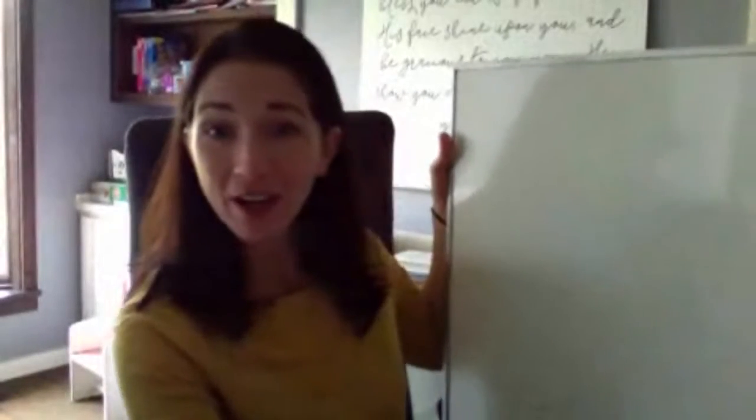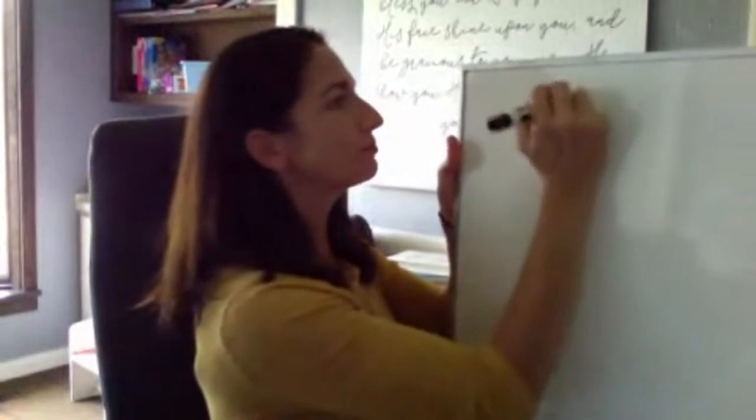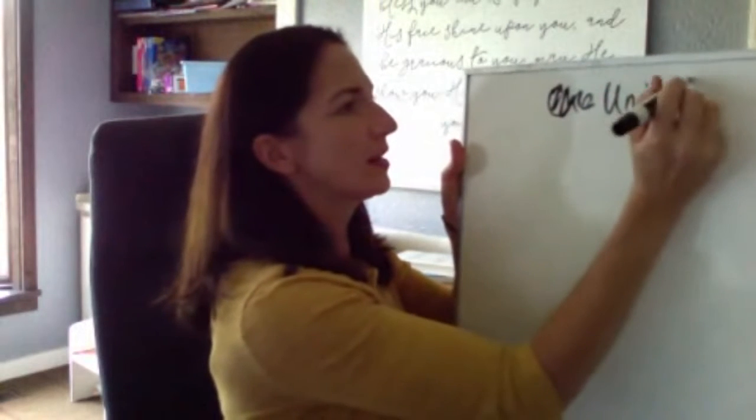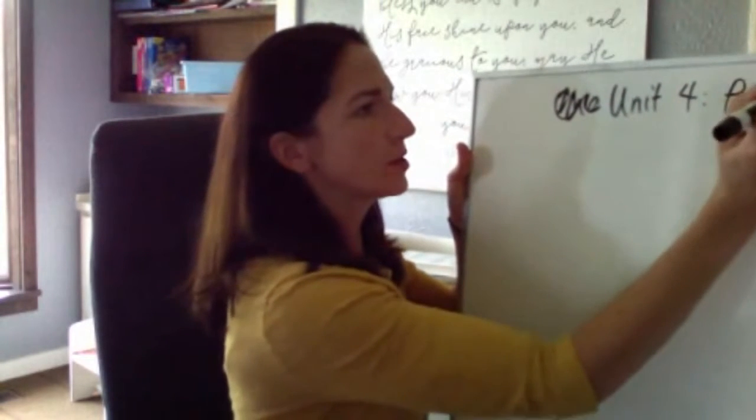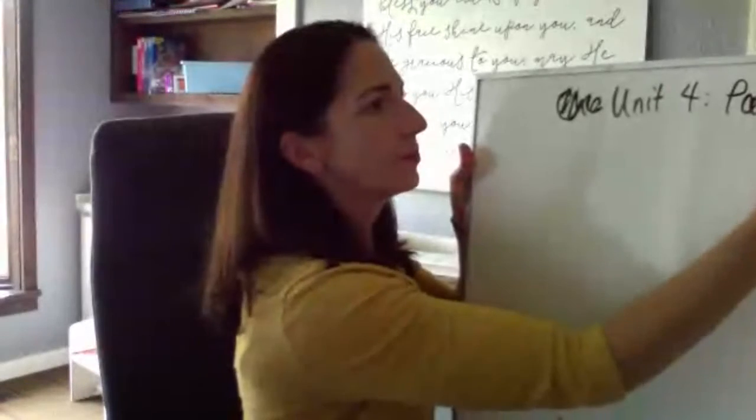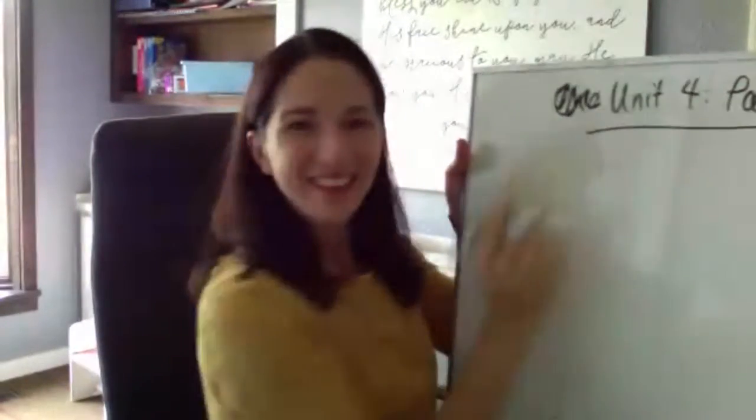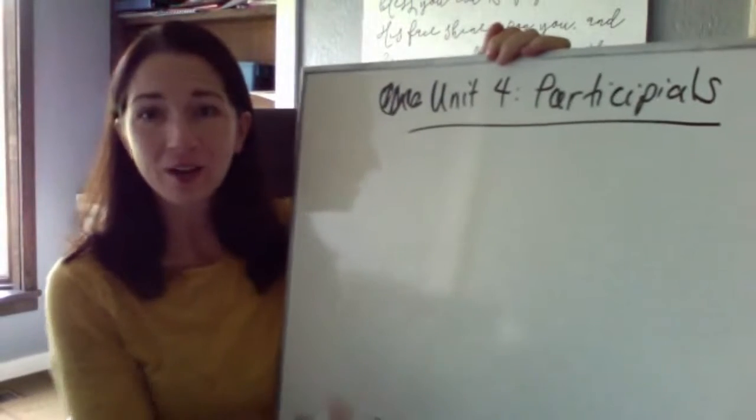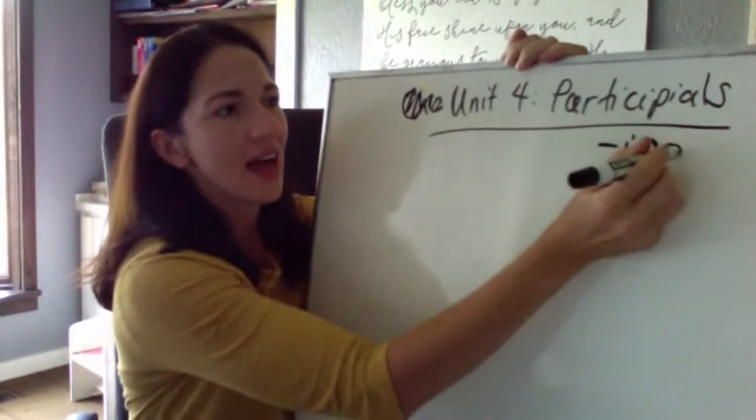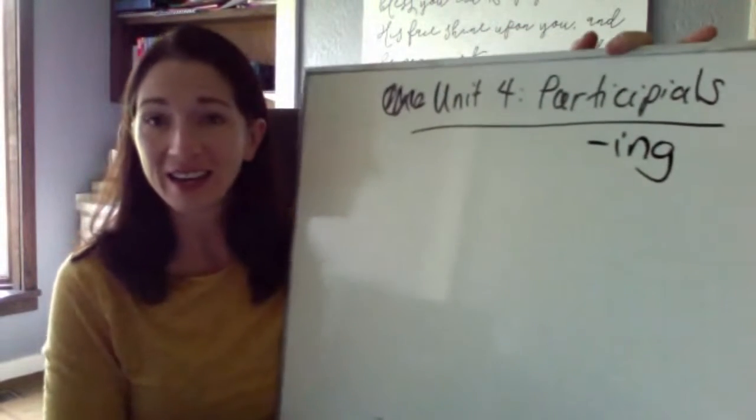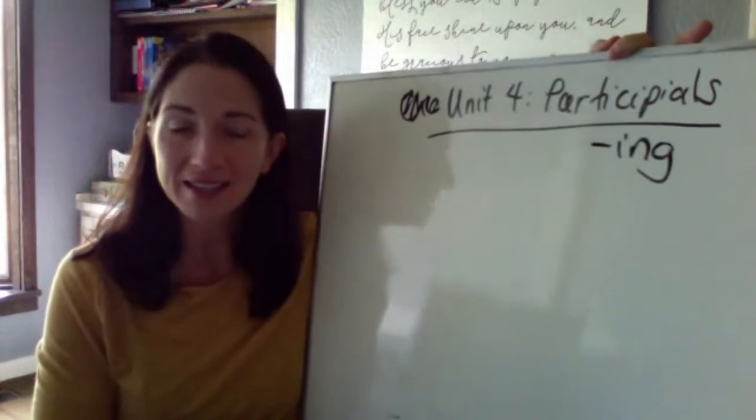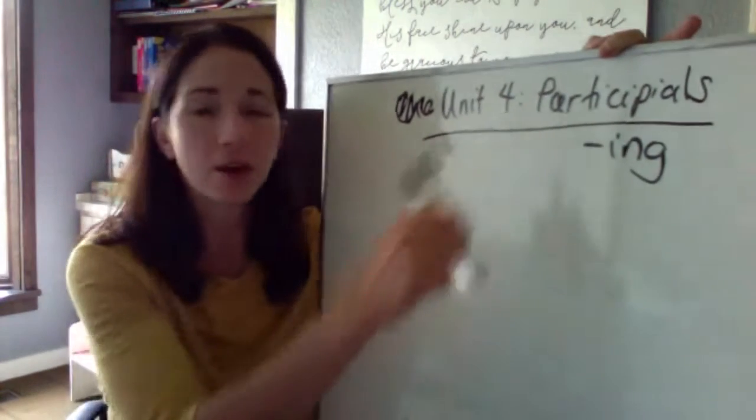I wanted to make a short video about chapter 4, or I'm sorry, in our book they call it Unit 4, which is Participials. This is kind of a fancy term for what we're going to be doing with the ing ending. So we are going to be working on combining sentences using a participial.